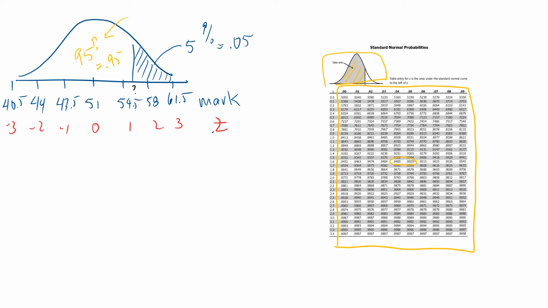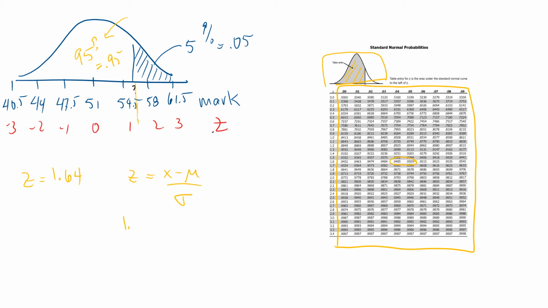So I'm just going to say it's 1.64, a z-score of 1.64. And that kind of makes sense based on what I've drawn in here. That's between 1 and 2. Now the z-score doesn't help us with the mark. We actually have to use the z-score equation to find out what that is.